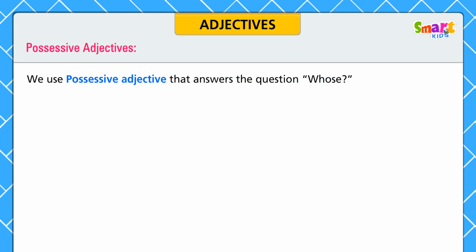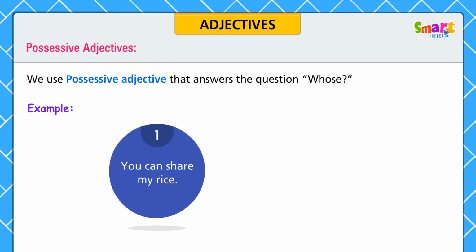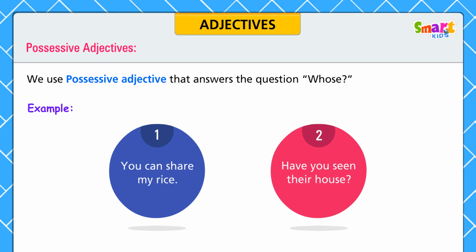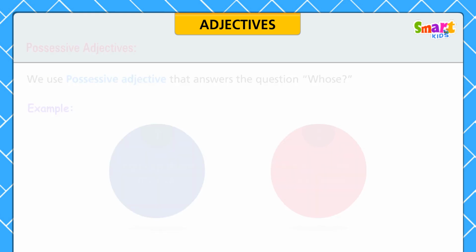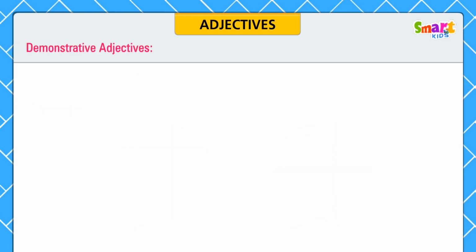We use possessive adjectives that answer the question whose. For example, you can share my rice. Have you seen their house? Let us learn about the demonstrative adjectives.